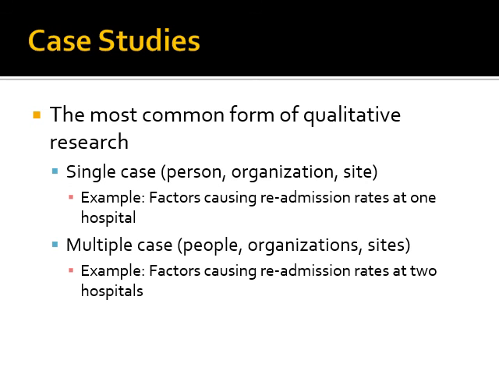Case studies are the most common form of qualitative research. There are two main forms of case study. The first is a single case study, which could involve a single person, a single organization, or a single site. So, for example, looking at factors causing readmission rates at just one hospital, and gathering data from multiple sources, usually, so the people working there, the patients, their files, in terms of what causes readmission rates.